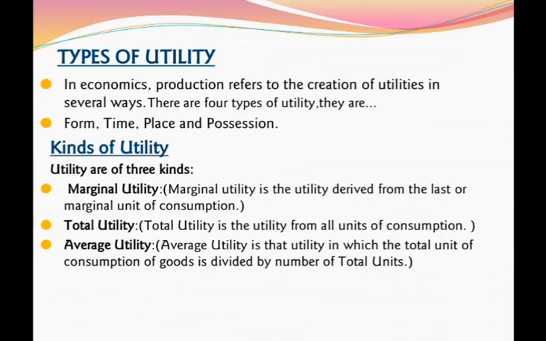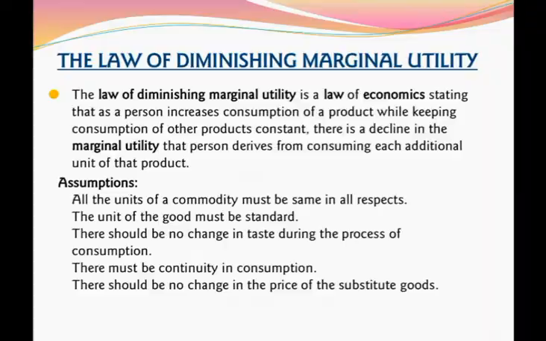Total utility is the sum total of all the utils that we are getting after the consumption of a good. For example, if we are eating 5 chocolates, then whatever level of satisfaction we get from all those 5 chocolates will be our total utility. Average utility is simply the total utility divided by the number of total units.